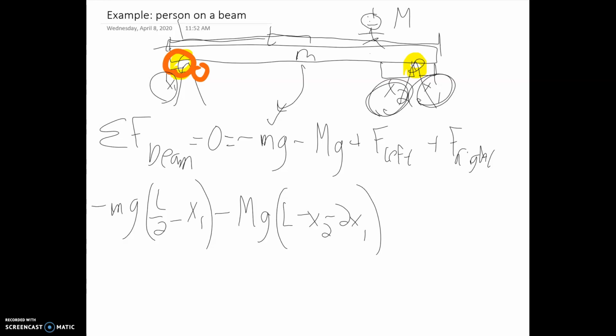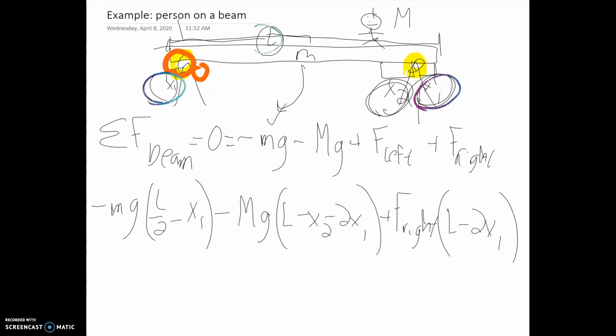And I've got one more thing to figure out, and that's this guy here. It's going to be a counterclockwise torque. It's an upward force, so plus F right. And again, this is kind of tricky. So it's going to be L here, and it's going to be L minus 2x1, because it's going to need to get this guy here and this guy here, but I have to take those away from the whole length of the thing. And all that put together is going to equal 0.